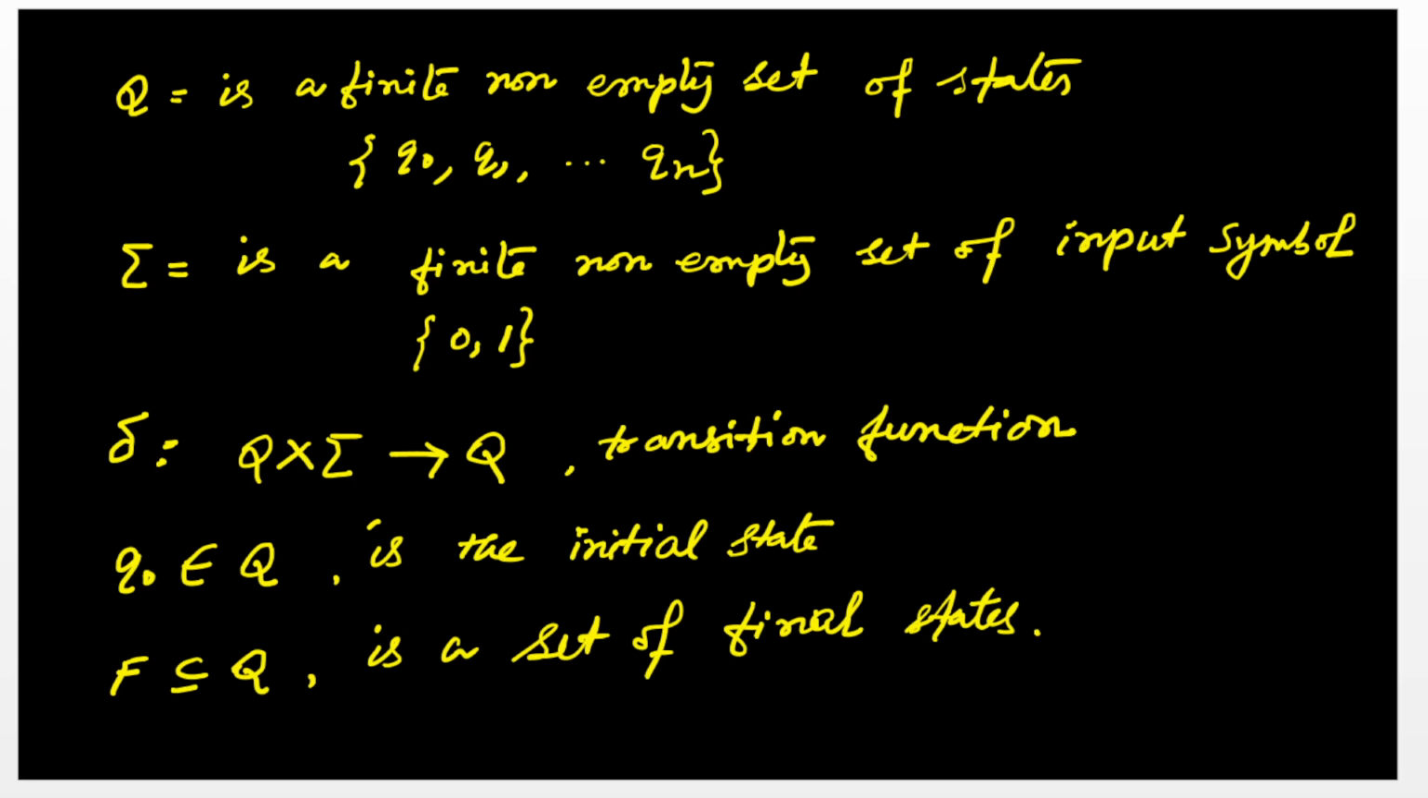So you know the terminology for the deterministic finite automata: Q, sigma, delta, Q naught, and F. So in simple form, we can define a deterministic finite automata as one in which each move, that is from one state to another state, is uniquely determined by the current configuration.